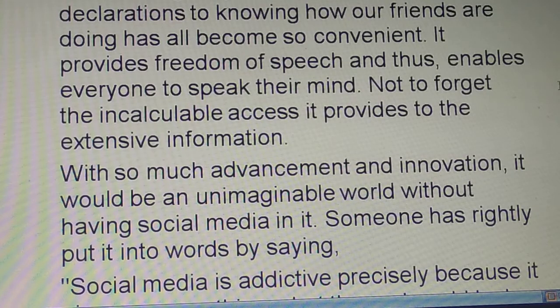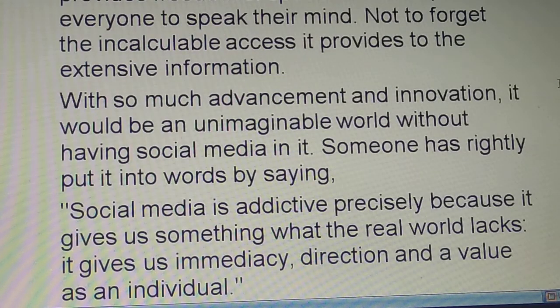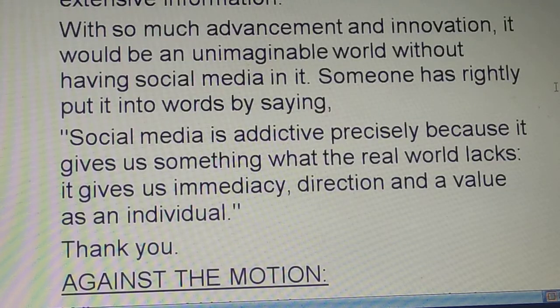Yes, someone has rightly put it into words by saying social media is addictive. Yeah, you get so addicted to it precisely because it gives us something the real world lacks. It gives us immediacy. Immediately something happens, you do it. Direction and a value as an individual. Yes, of course. Against the motion.